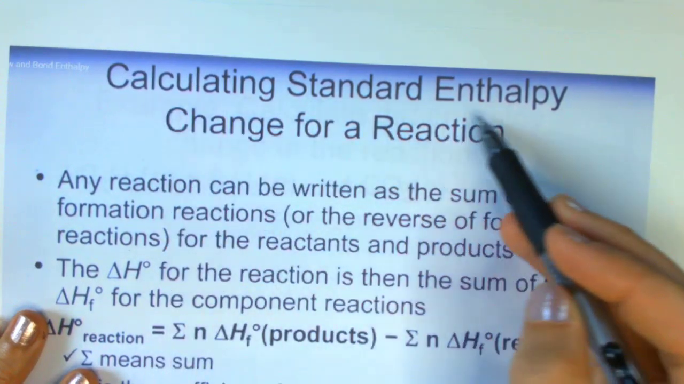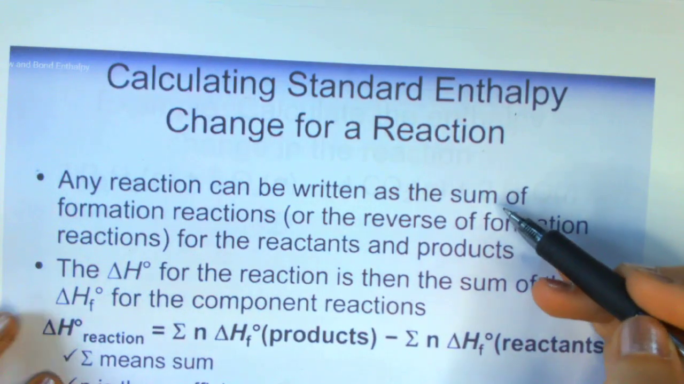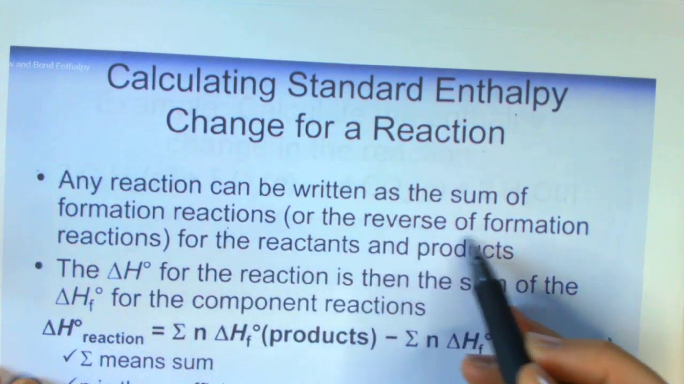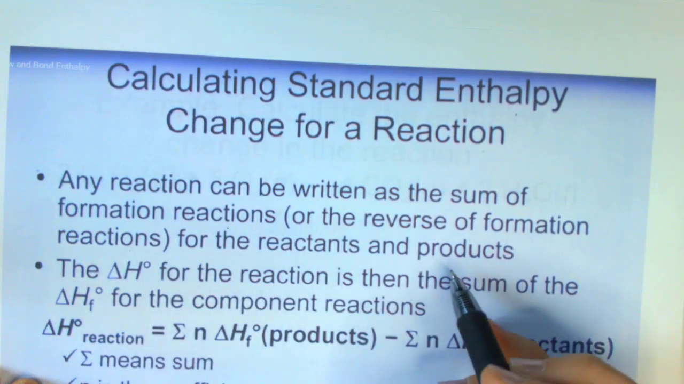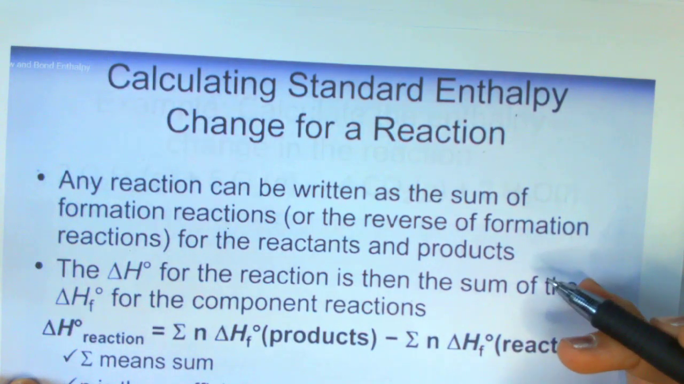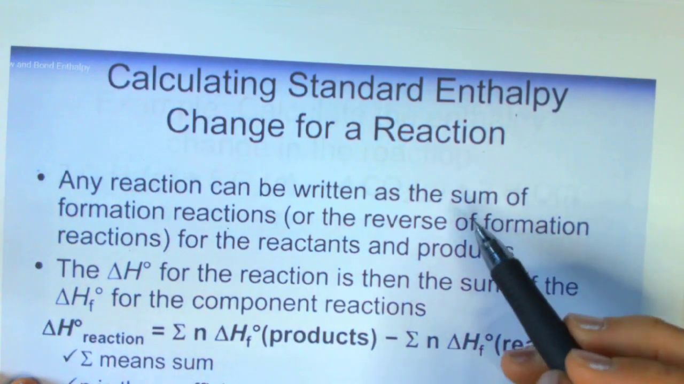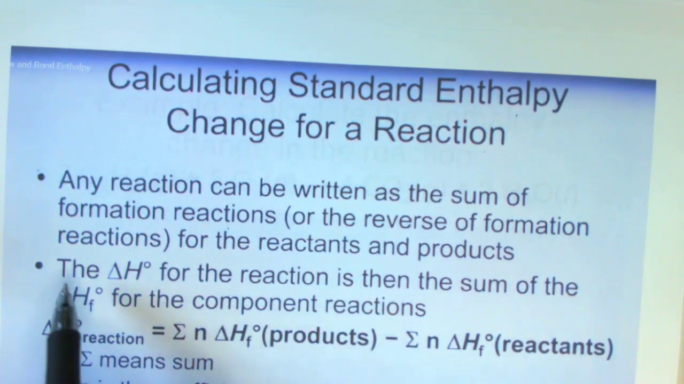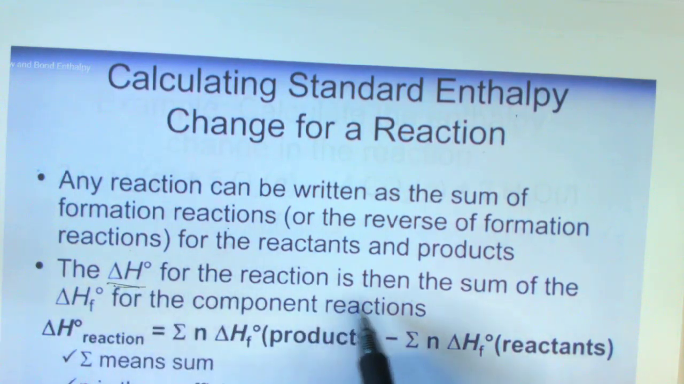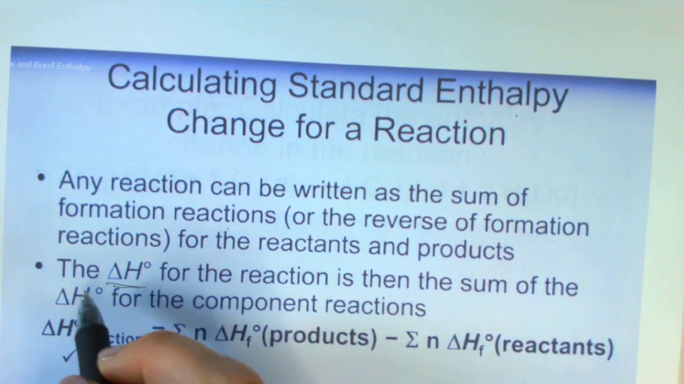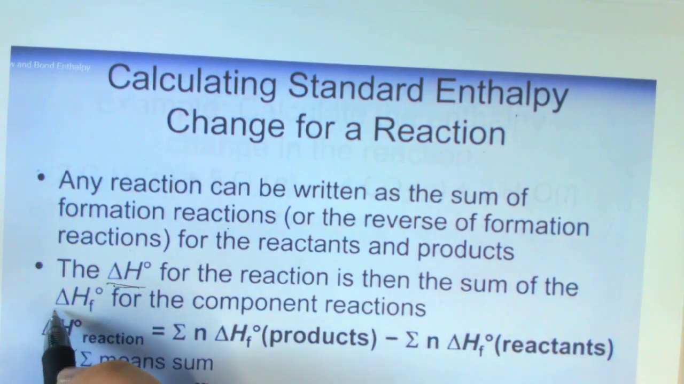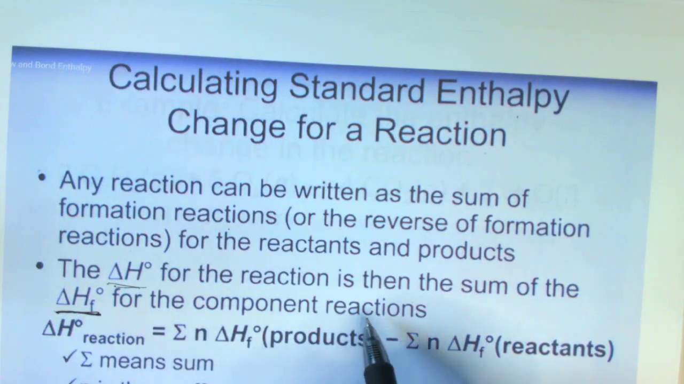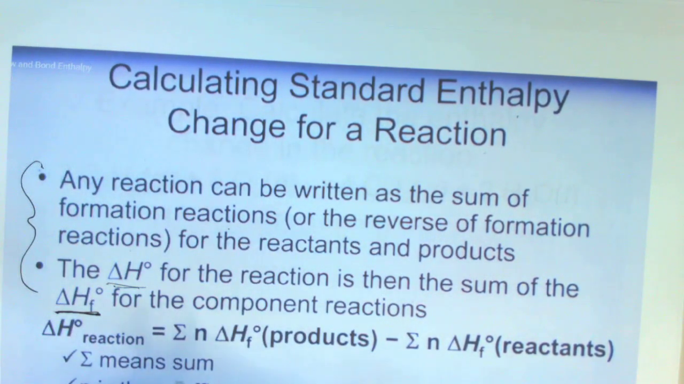So we can calculate the standard enthalpy change of a reaction a couple different ways. Any reaction can be written as the sum of formation reactions, or the reverse of formation reactions for the reactants and products. And we did that with Hess's law when we were doing our elementary reactions to find our target reaction. We can also find the delta H for the reaction as the sum of those delta H F's for the component reactions. So this was one way, this is what we were just doing all of that practice.